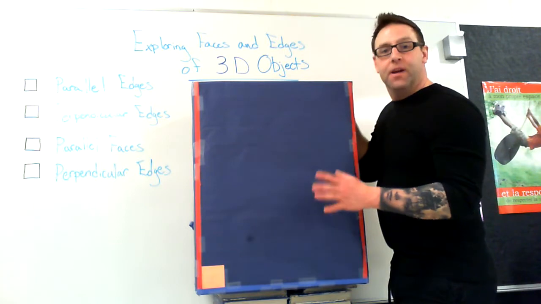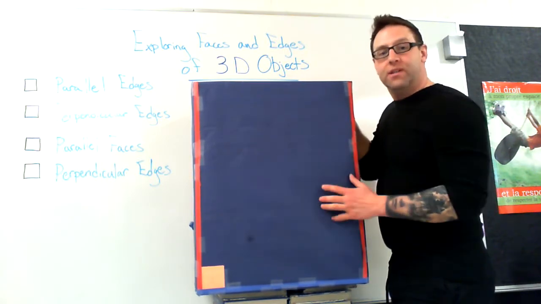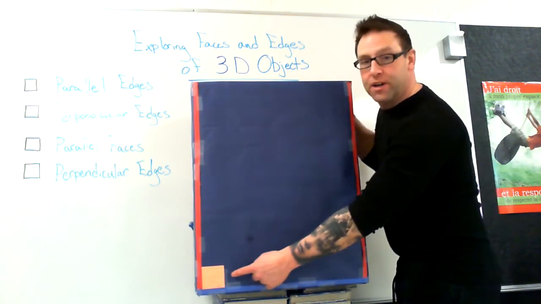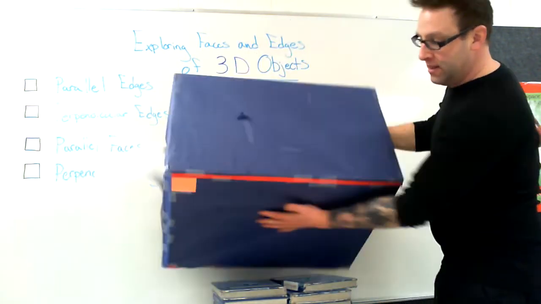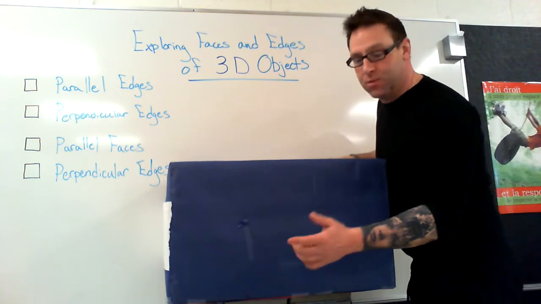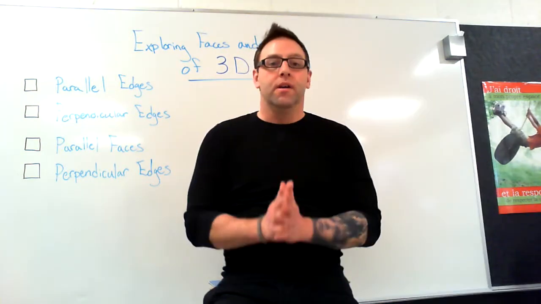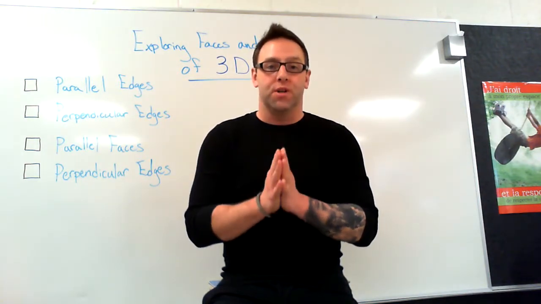Any object that has a rectangular face is going to have perpendicular edges, just like we have right here. If I turn this shape on its side, we can see again, I didn't highlight these ones, but this edge and this edge are perpendicular. Okay, let's look at some perpendicular and parallel edges from some different objects.